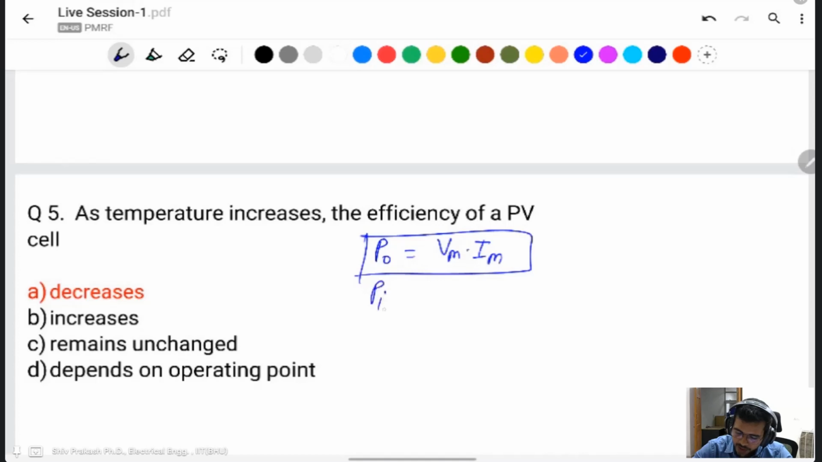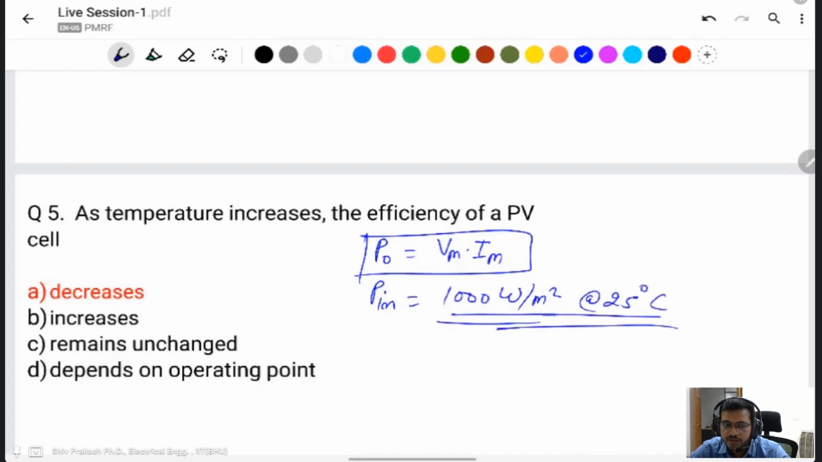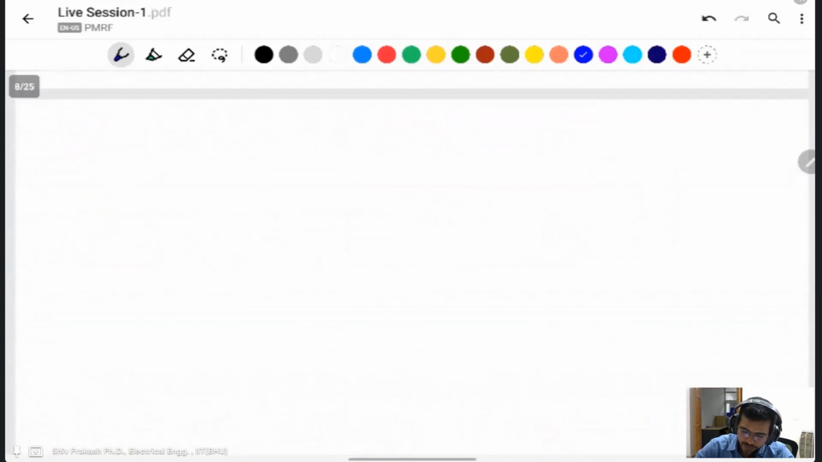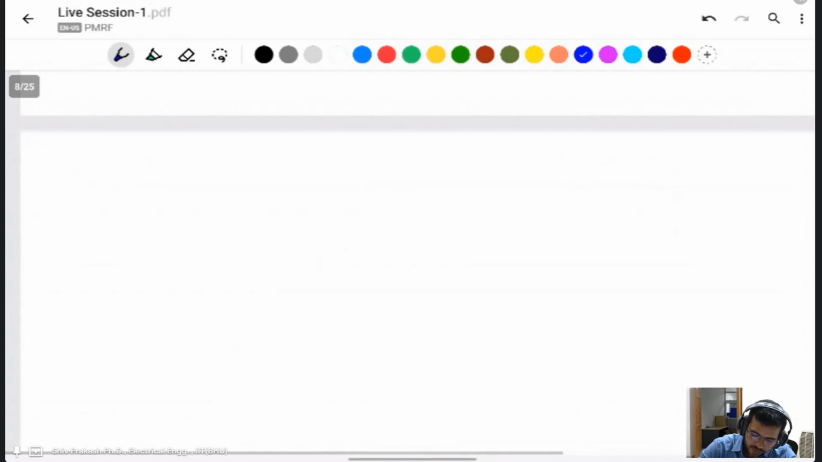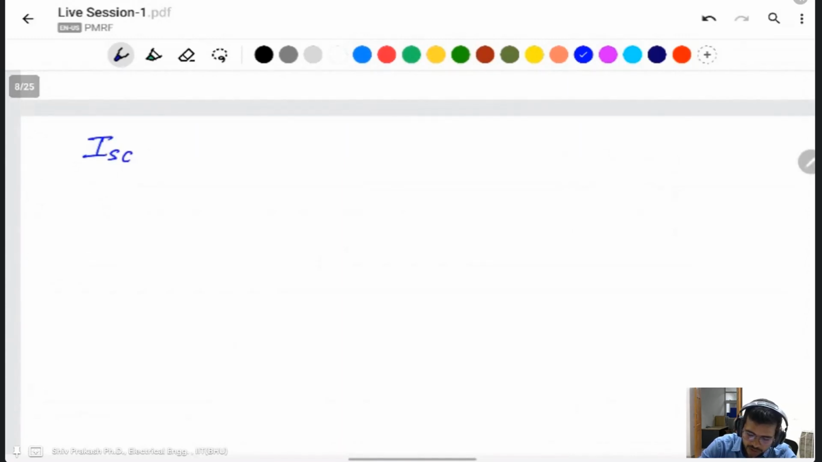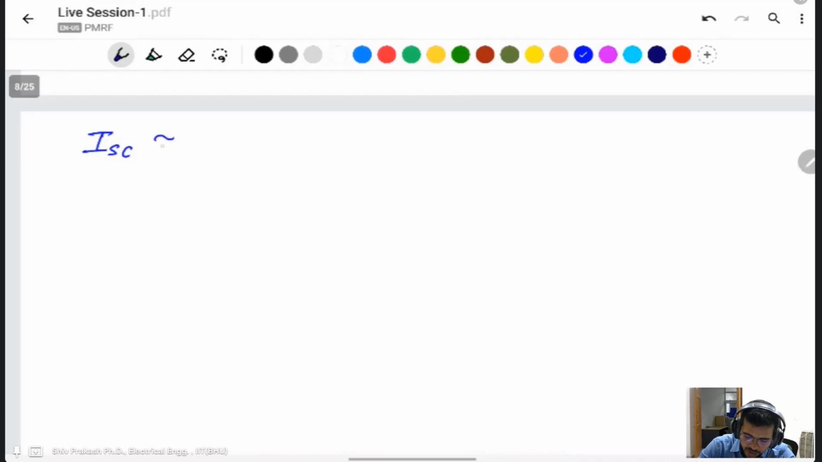To find efficiency, the input power is the insulation per unit area. The standard insulation is 1000 watt per meter square at 25 degree centigrade. Then what is the voltage and current equation? You already know ISC is approximately IP, and IP is directly proportional to the insulation. Okay.